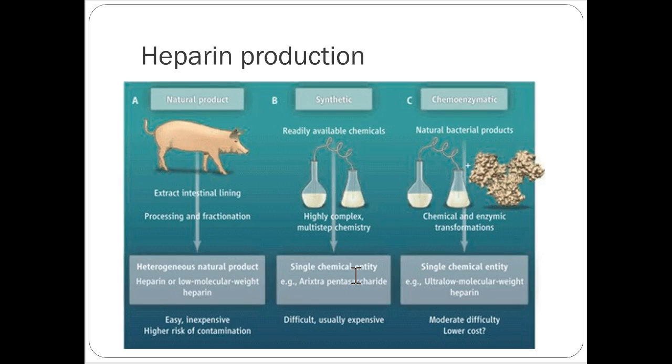Heparin production is kind of an interesting one. This column A here is how most heparin is made. They use intestinal lining from pigs. So if you look at a heparin vial or bag, it'll say porcine on it because it's from pig sources. They process and fractionate the intestinal lining. They probably spin it down until they get the right molecular weight they want, and then they dry it up and put it in a powder and mix it in IV bags or whatever they need to.